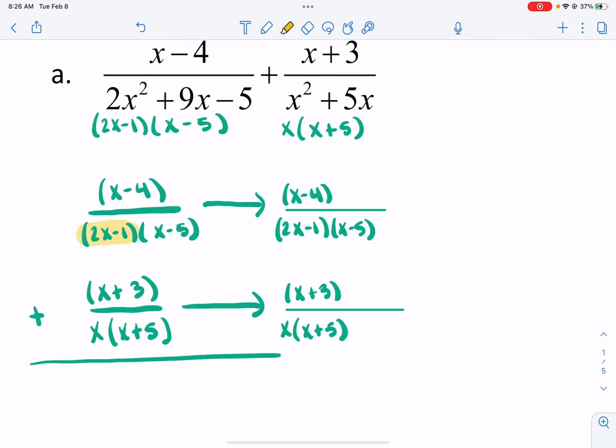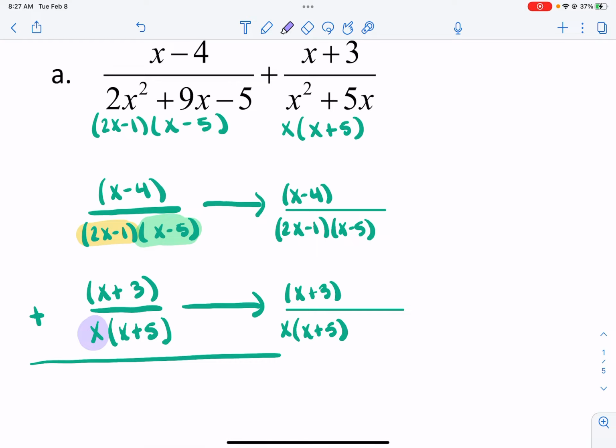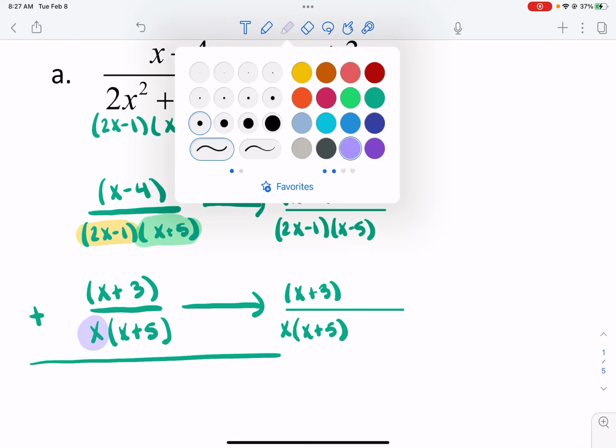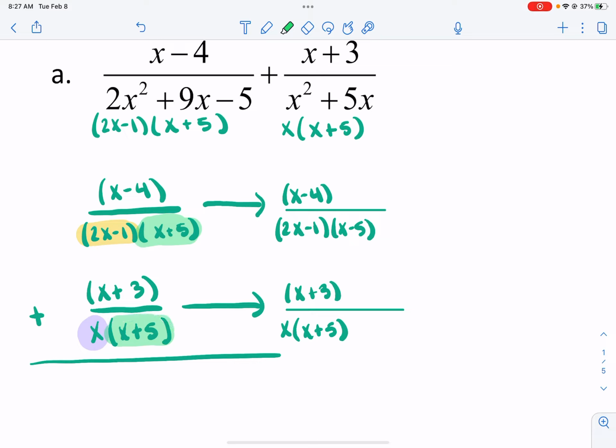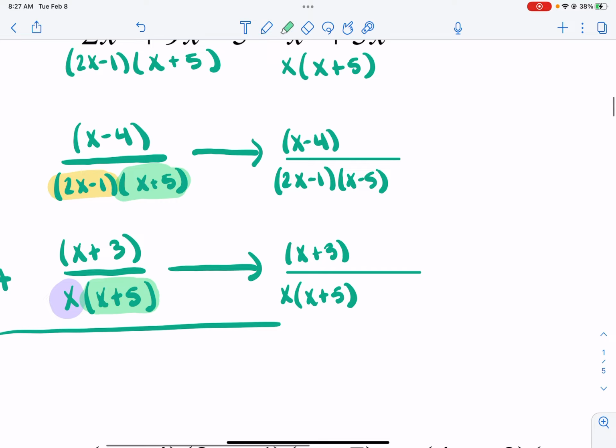So we need to have the same common denominator. If we look here, we've got a 2x minus 1, an x minus 5, and an x. Okay? And check something really quick here. This should be an x plus 5. I apologize. And this right here. Make sure I wrote that correct over here. This should be a 2x minus 1 and an x plus 5. Sorry about that. There we go. So take a look at that again.